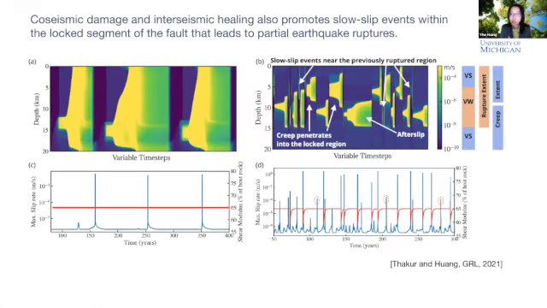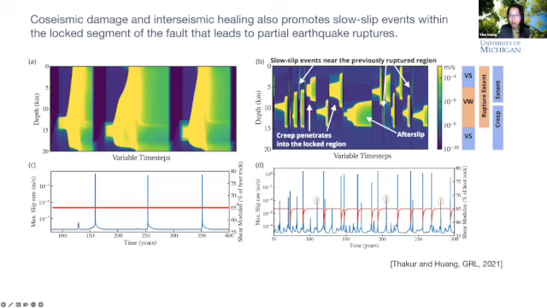So we try to understand what is actually contributing to the slow slip propagation in our simulations. And we find that if we don't have this coseismic damage and interseismic healing, for the frictional parameters we're using here, we don't really have any slow slip events inside the velocity weakening patch. For example, here, we just keep the shear modulus inside the fault damage zone at 65%. And you can see that we only have this periodic occurrence of large earthquakes.